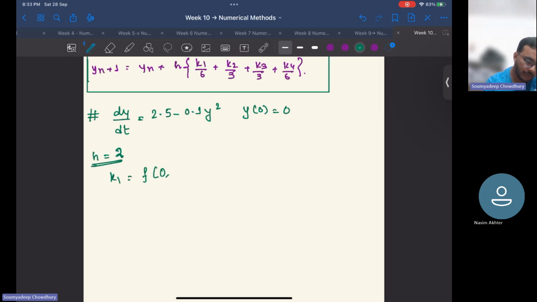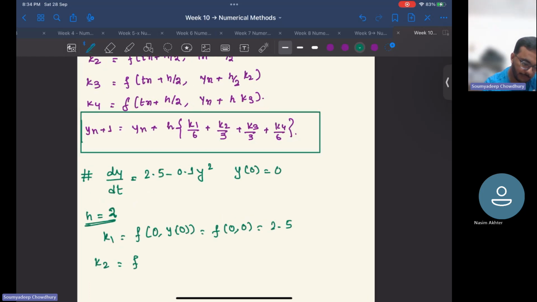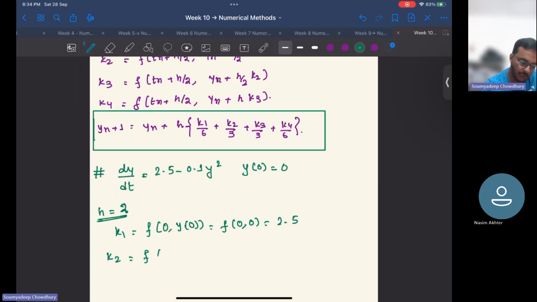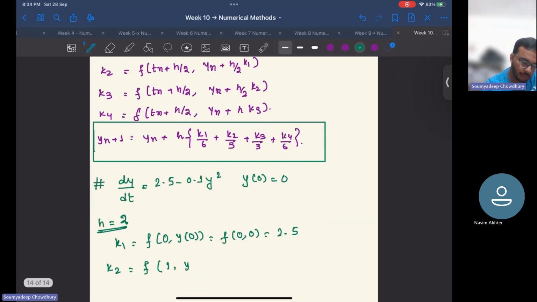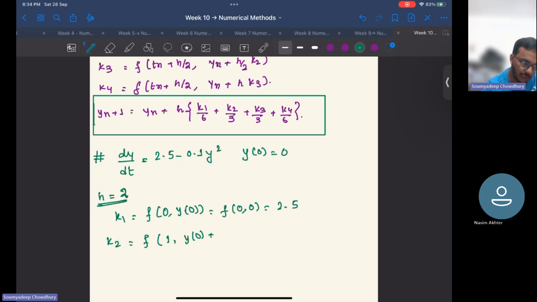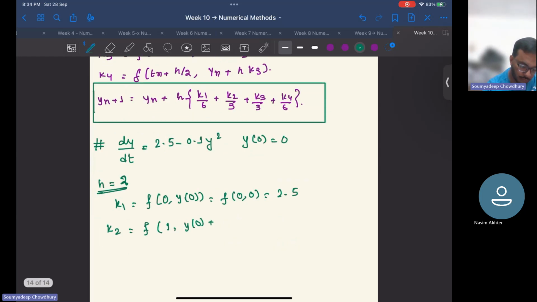So what is K1? K1 is f of Ti, Yi, so it is f of 0, y of 0. So it is f of 0, comma 0, which is 2.5. What is K2? You can see the formula here: Tn plus h by 2, so 0 plus h by 2. H is 2, so it is 1. And y of n, which is y of 0, plus h by 2 K1. So it is f of 1, comma y of 0 plus K1, with K1 as 2.5. So it will come out to be 1.87.